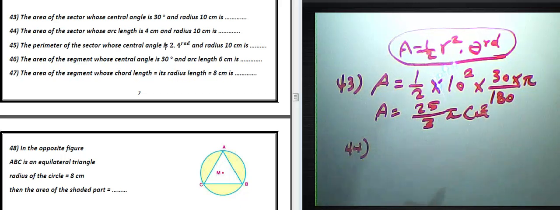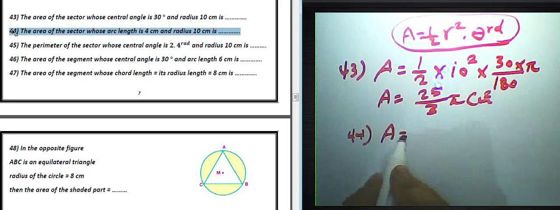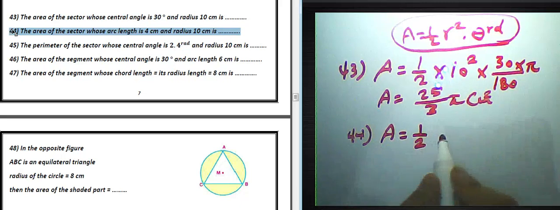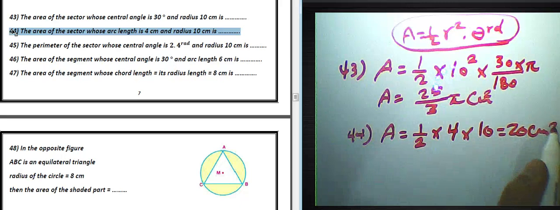And question 44. The area of a sector whose arc length is given in this example as 4 centimeters and radius 10 centimeters. You can use the second rule here: area equals half multiplied by the length of the arc multiplied by the radius. The length of the arc here is 4 centimeters multiplied by the radius 10, halved. The result will be 20 square centimeters.